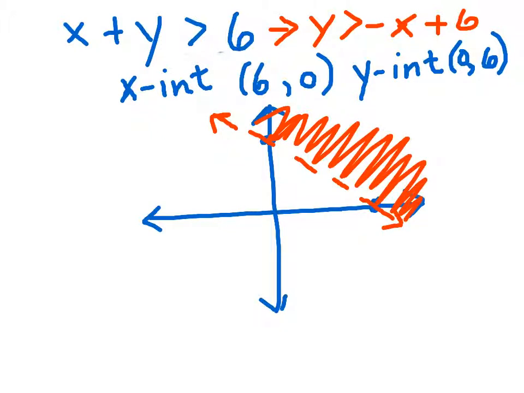Okay, now if you're picking a point, 0, 0 is a good thing to pick. So you're going to plug your 0 and your 0 into your original inequality. 0 is not greater than 6, so you don't shade on that side. So that's just a little confirmation. So let's try another one.